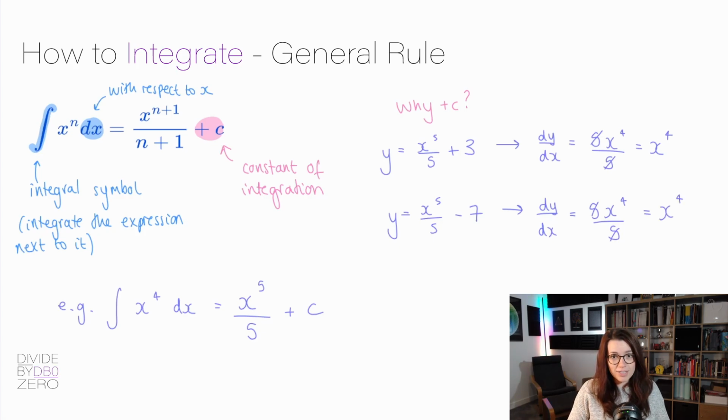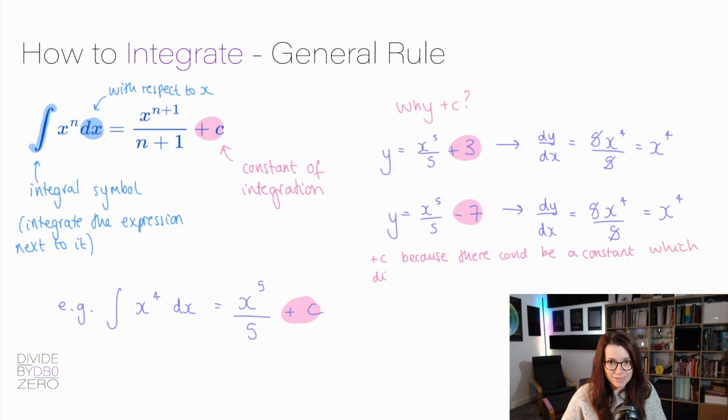Now remember, integration is the inverse operation to differentiation. So when we're integrating x to the power of 4, we need to put the plus c there because there could be a constant that disappears when you differentiate. And we don't know what that constant is. It could be 3, minus 7, or anything else, but we need to put the plus c there as a placeholder to recognize that. So in summary, we need a plus c because there could be a constant which disappears when you differentiate.